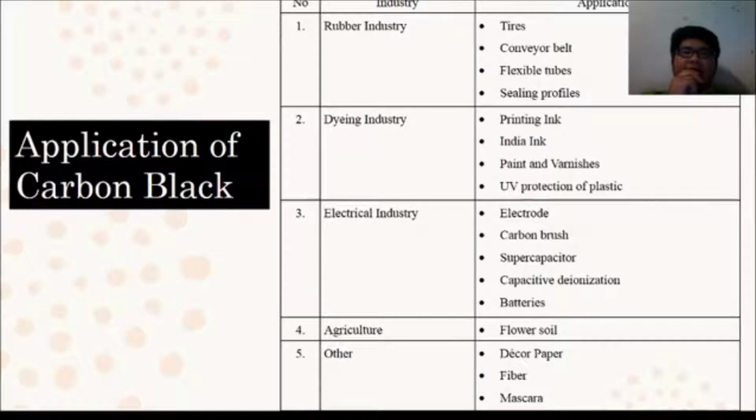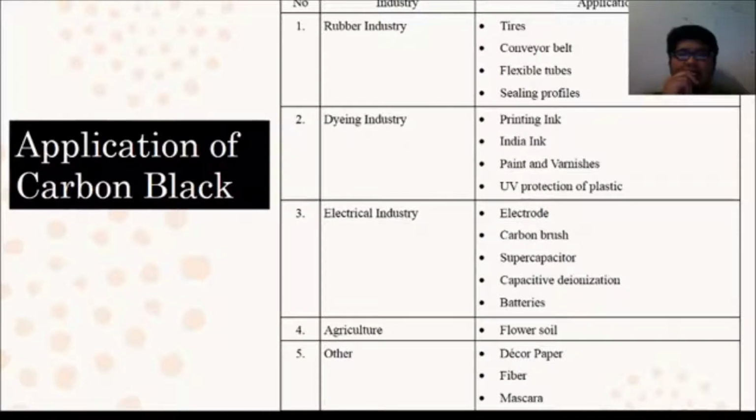Application of the carbon black. There are many applications that are using carbon black in the respective industry. First, in the rubber industry, they use carbon black to make tire, conveyor belt, flexible tube, and sealing profiles. For the dyeing industry, they use the carbon black to make printing in India ink, paint and varnish, and UV protection of plastic.